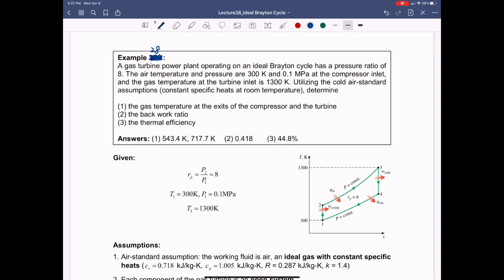So let's read this statement and think about how we can calculate something that we have to consider for the ideal Brayton cycle analysis. Please pause and read this statement carefully.